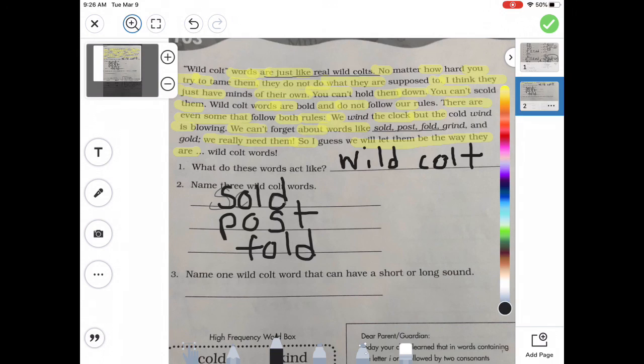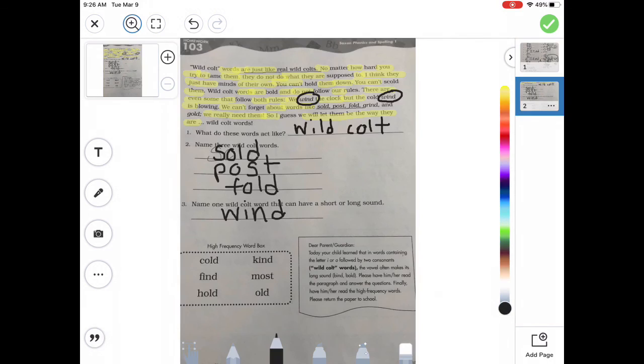Name one wild colt word that can have a short or long sound. I'm going to show you. Are you ready? Look right here. It says some of them follow both. We have we wind the clock, but the cold wind. Wind and wind just depends on how you need to read it, but they're spelled the same. Okay? All right, you can just practice reading these words down here and you're all done. Thanks, guys. You did awesome.